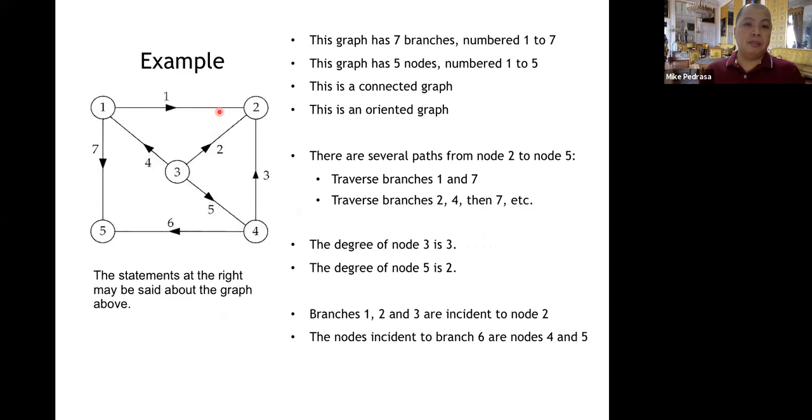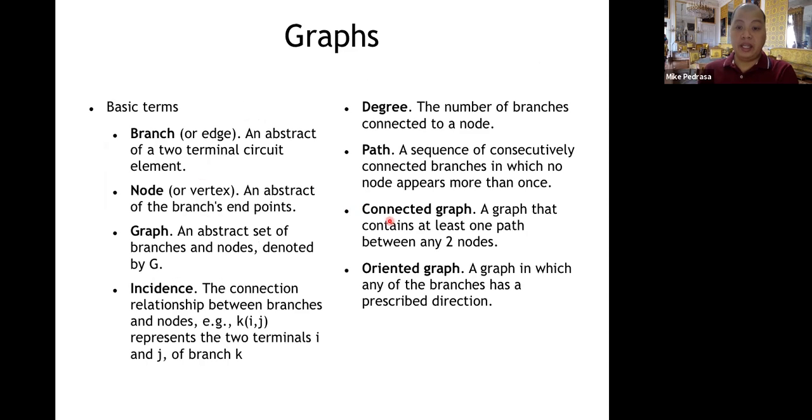Okay, this is a simple example. So here we have a graph. Okay, this is a graph with 7 branches. So the branches, these are the elements that connect the different nodes to each other. Okay. So again, we have 5 nodes. Okay. And take note that this graph is a connected graph. Okay. So we say that a graph is connected if there is at least one path between any 2 nodes.